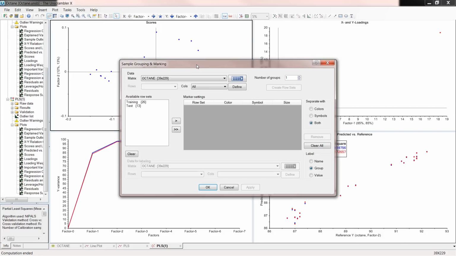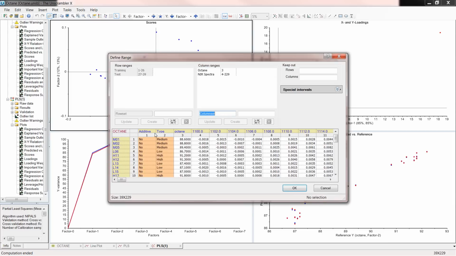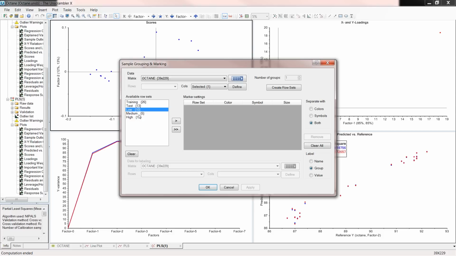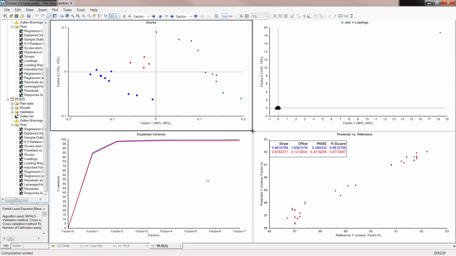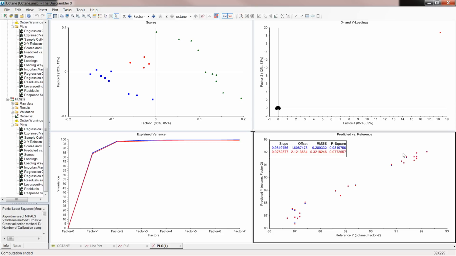Now if we look in here, we can do some sample grouping again based on your type. So that's those low, medium, highs. And we can see that there is some grouping that is happening in your first two factors. Now this means that maybe if you want to predict even more accurately, you might wind up doing a classification first. So you could classify these are low samples and then build a PLS model just based on those, and then medium and high if you would like to.